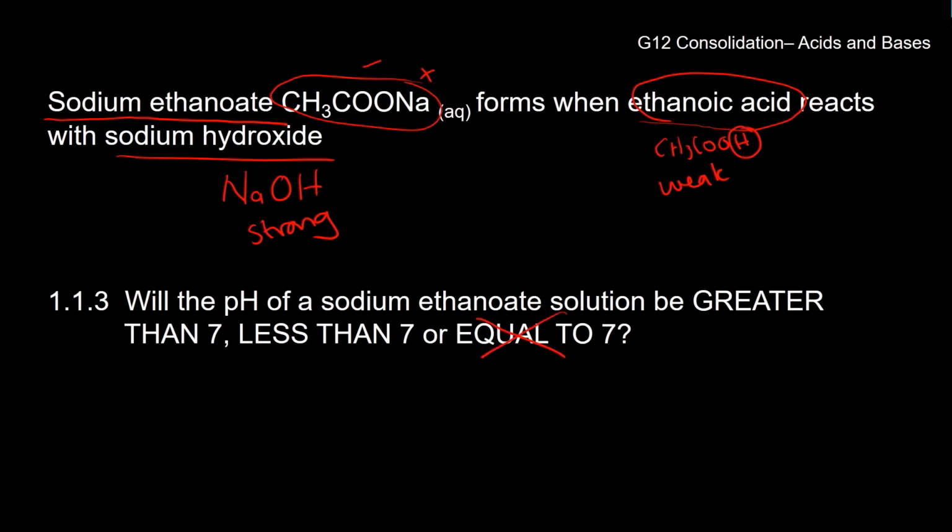So now let's look at our weak acid and our strong base. If we have those two reacting together, we're going to end up with a salt that is slightly basic. In other words, the pH is going to be a little bit more than 7. Not a huge amount more, just a little bit more. So our answer here is it's going to be greater than 7.